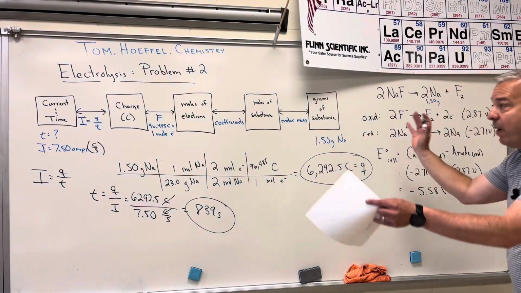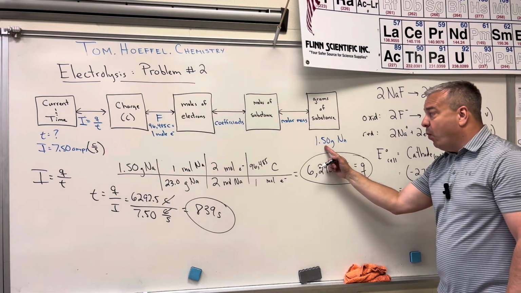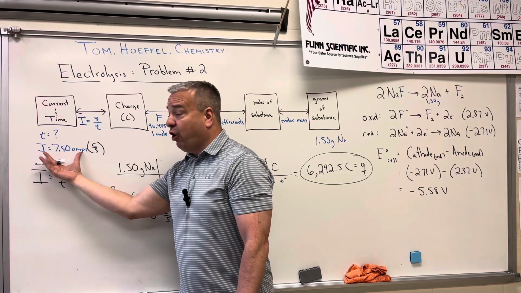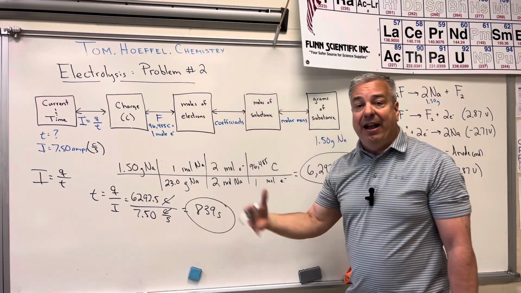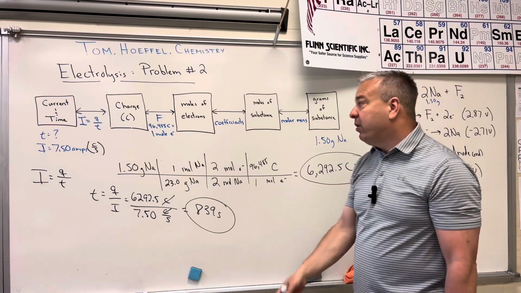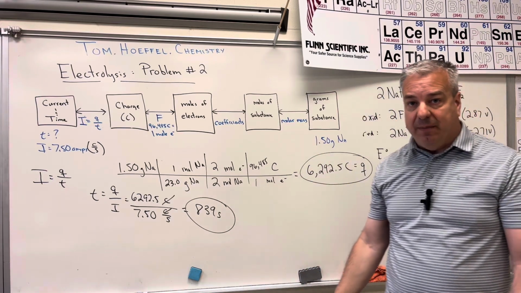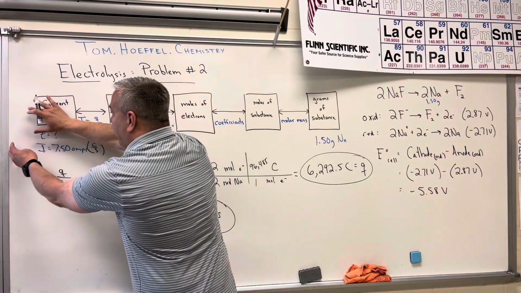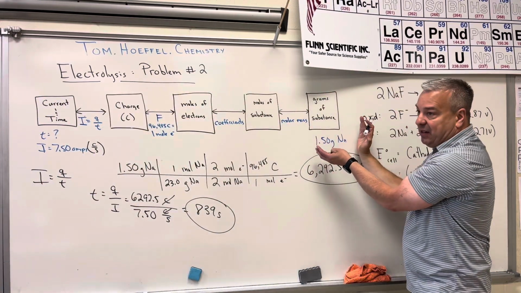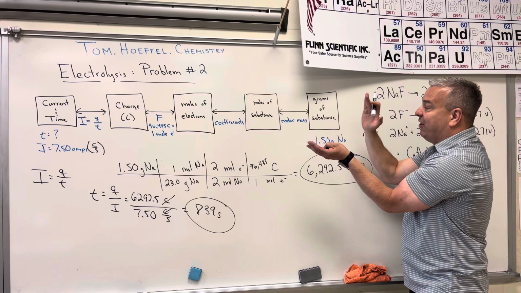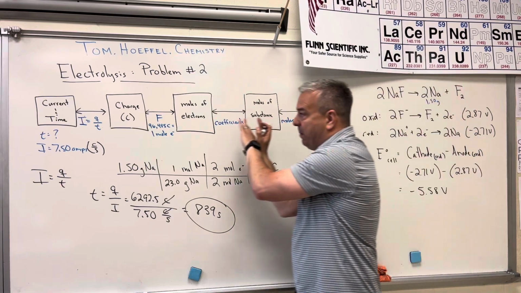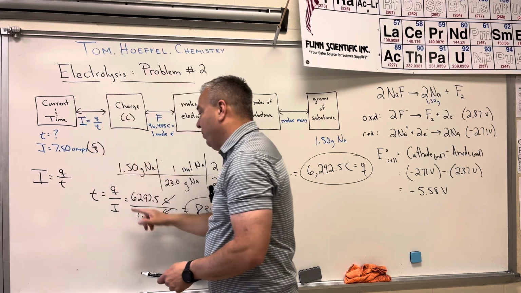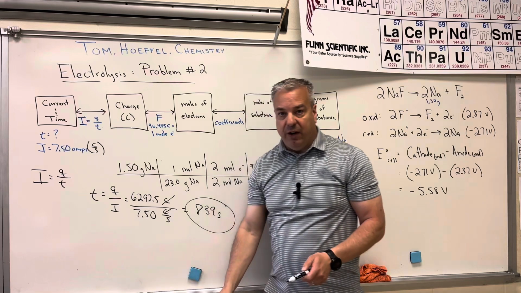So if we wanted to perform electrolysis and make 1.50 grams of sodium, and we apply a 7.5 amp current to it, it's going to take 839 seconds to produce that 1.5 grams of sodium. This is just another electrolysis problem, but instead of starting with current and time and getting to your grams of substance, we start out with the grams of substance and work our way backwards to find the charge. Then when we have the charge, we use this equation with the charge and the current to figure out the time.